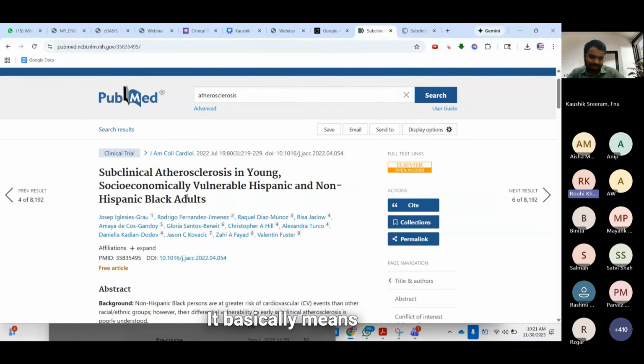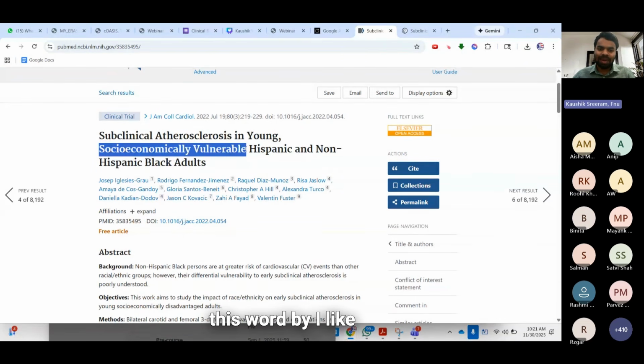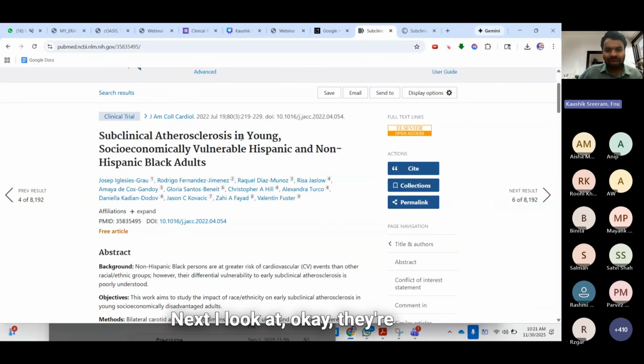Yeah, it basically means the people who are considered to be below a certain level of economic stability, or can we say below poverty line individuals who do not have a fixed income, something along those lines. Correct. So I would replace this word by below poverty line or poor, in whatever definition. You can define however you want. So, poor people. Next, I look at, okay, they're looking at young, right?